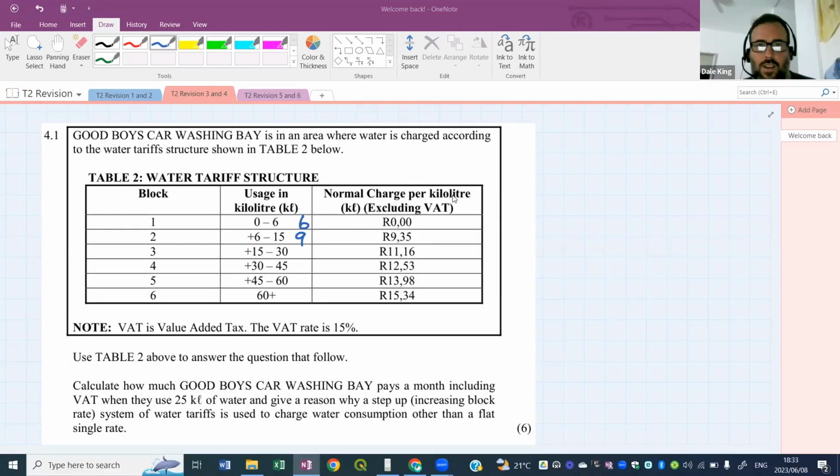Why do you say 10? How are you getting 10? I'm getting 10 because it says the kiloliters start from 6. So you count from 6 all the way to 15: 6, 7, 8, 9, 10, 11, 12, 13, 14, and 15. So the total is 10. The thing is, what they did is 15 minus 6, meaning they're already excluding the 6, and the 6 is part of the kiloliters.